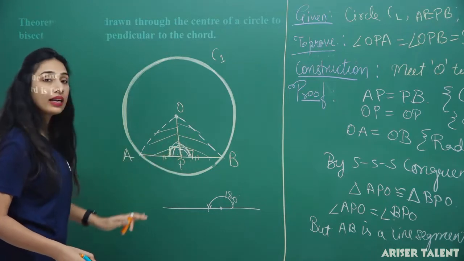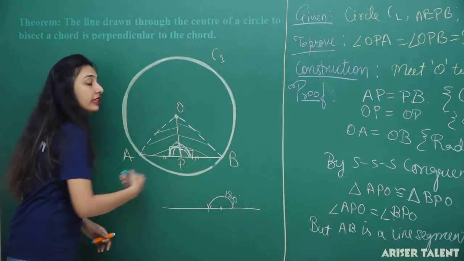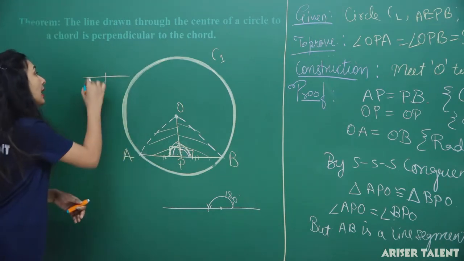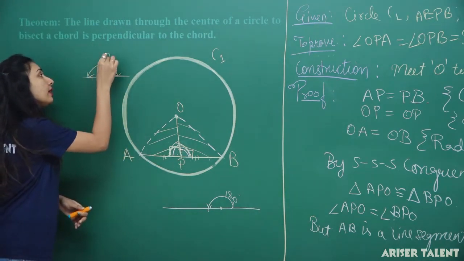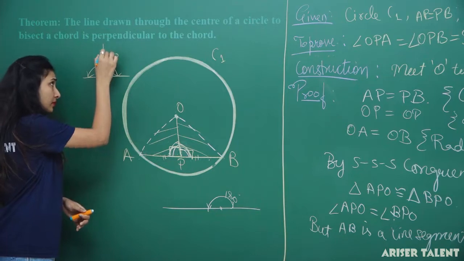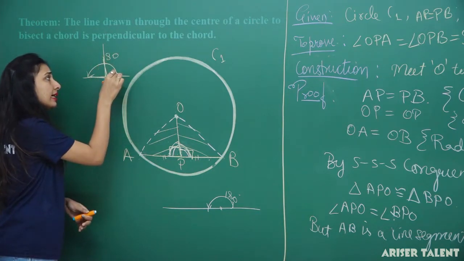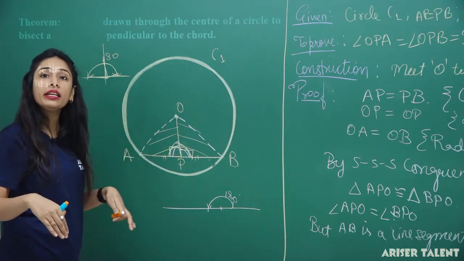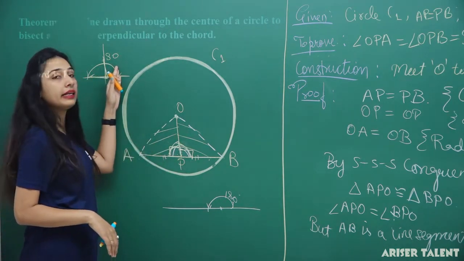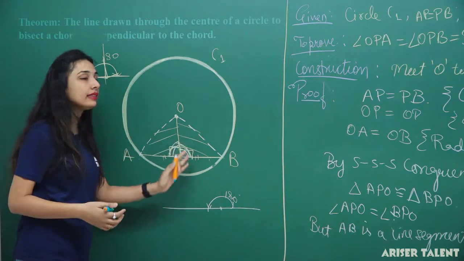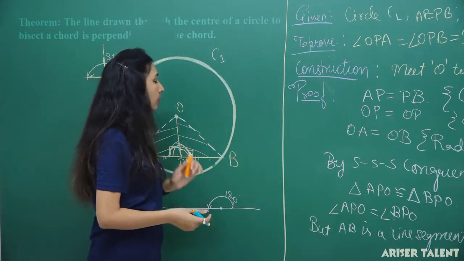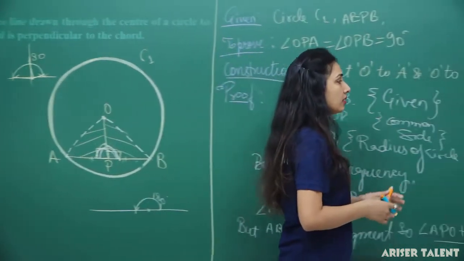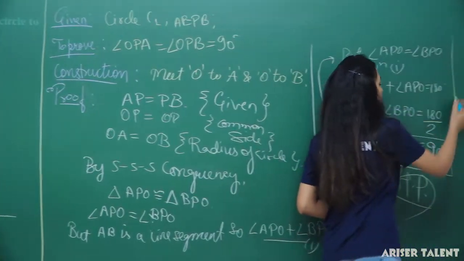Now, if these two angles are equal, but this is what? A line segment, and we are having any point on a line segment, that this angle will be 180 degrees. So, basically this angle equals this angle and the complete angle is 180 degrees. That means each angle is half of 180 degrees. That means this is 90 degrees and this is 90 degrees. So, OP is perpendicular to AB. Okay. So, this is the way we have proved that.